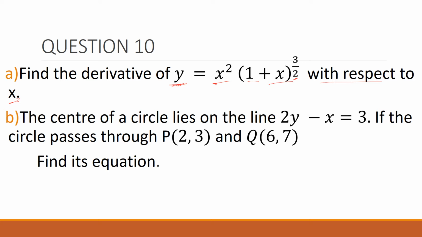Then 10b, we are told that the center of a circle lies on the line 2y minus x equals 3, and if the circle passes through the coordinates p is (2, 3) and q is (6, 7), that we should find the equation of this circle. So let's do that.